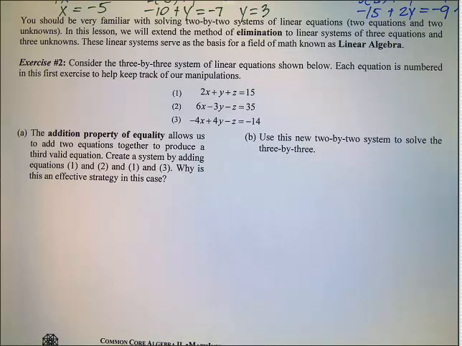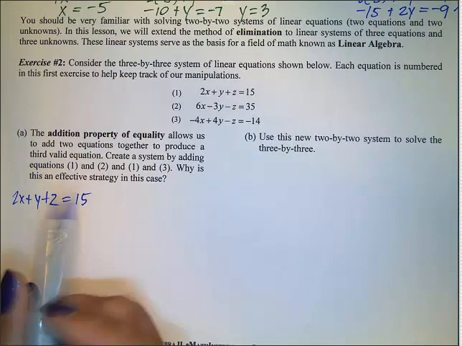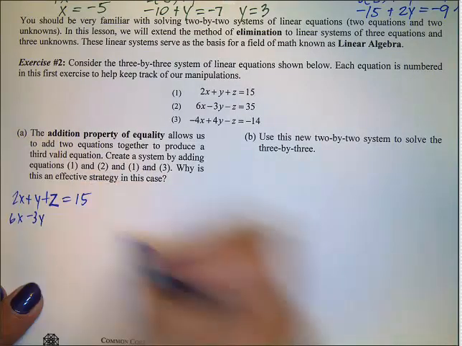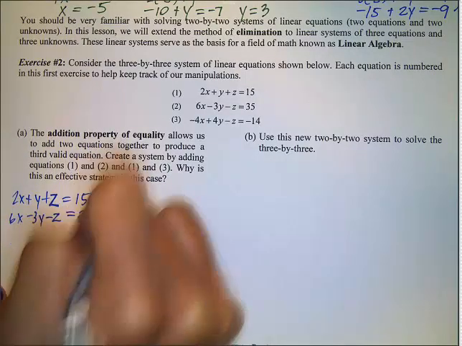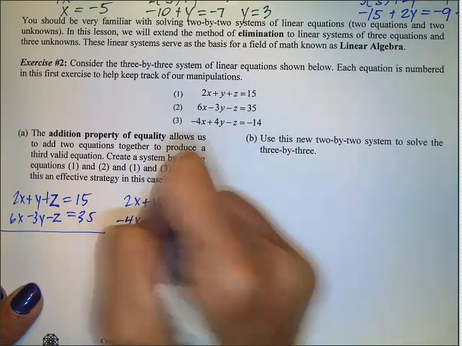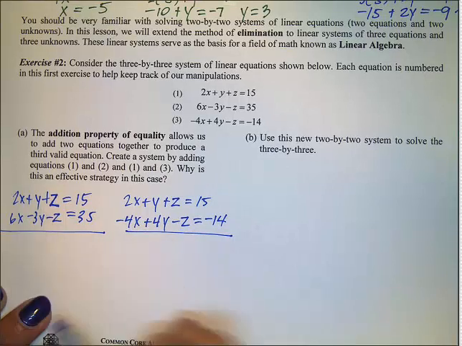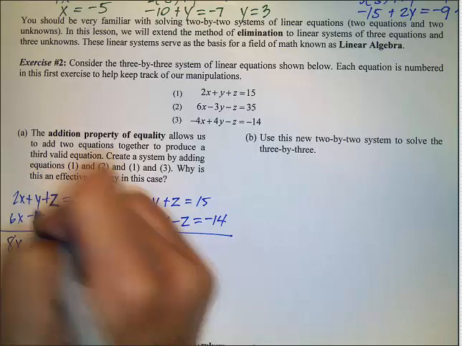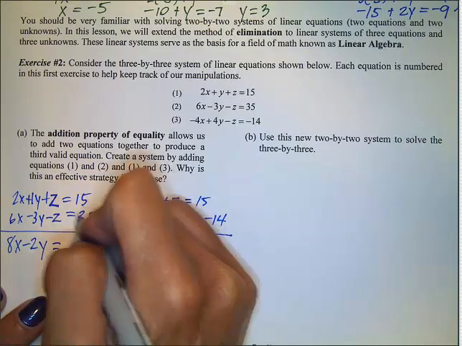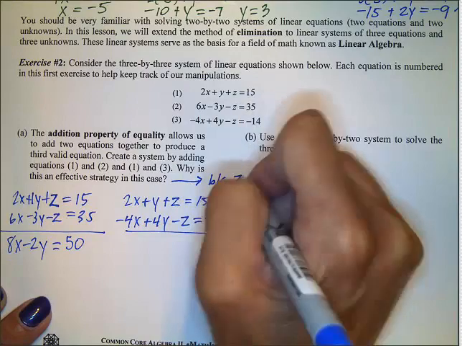Well, let's look. 1 and 2. So we have 2x plus y plus z equals 15. And be very careful with z's. Sometimes they look like 2's. And then we have 6x minus 3y minus z equals 35. And then 1 again, 2x plus y plus z equals 15, and 3, -4x plus 4y minus z equals -14. So what happens when I add them to create a new equation? Well, I get 8x, y minus 3y is -2y, the z's cancel, equals 50. So this was effective because z canceled.